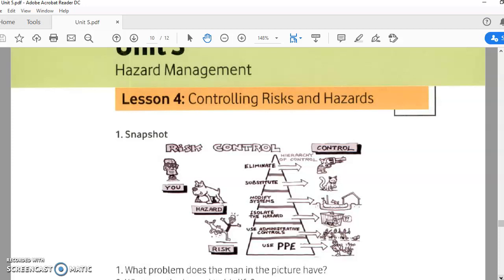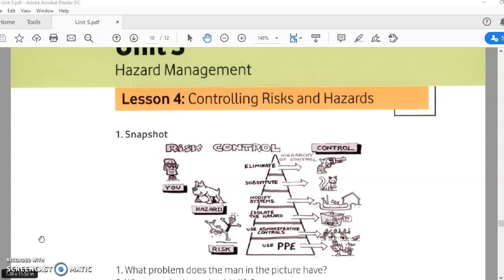The step after that is modifying systems. Modifying means to keep the same thing, for instance, a machine, but to modify it so the risk is lower. The step after that is isolate. Isolate is to put somewhere locked, safe, for instance, keeping dangerous chemicals or high-risk chemicals in a safe place, isolated.